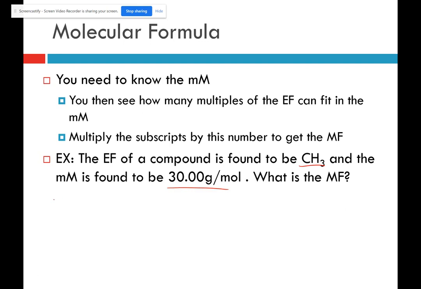First, you have to figure out the molar mass of the empirical formula. Okay, we need to figure out how much this simple ratio weighs. In this case, it's going to be the molar mass of carbon plus 3 times the molar mass of hydrogen. So if I look that up in the periodic table, 12.01 grams per mole is what carbon weighs, and we're going to have 3 times 1.01 grams per mole, which is the molar mass of hydrogen.